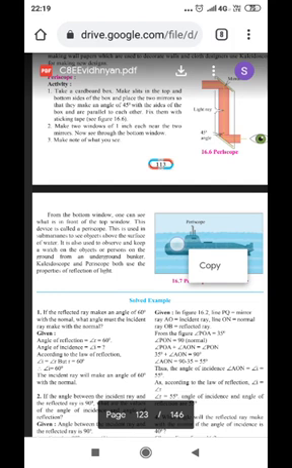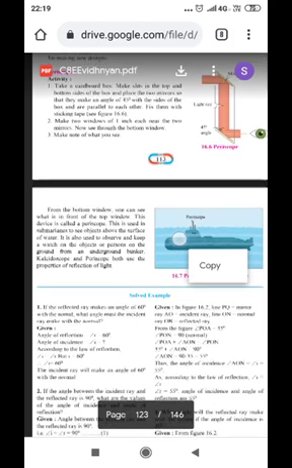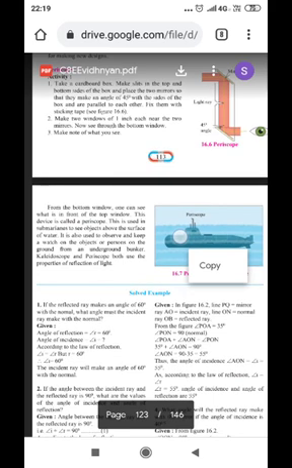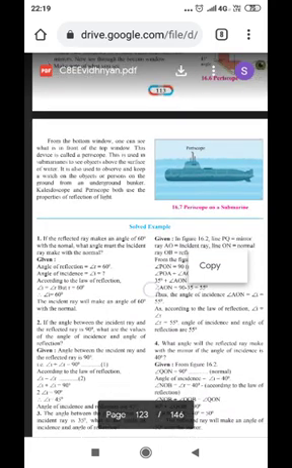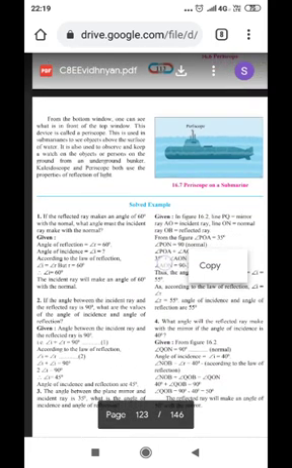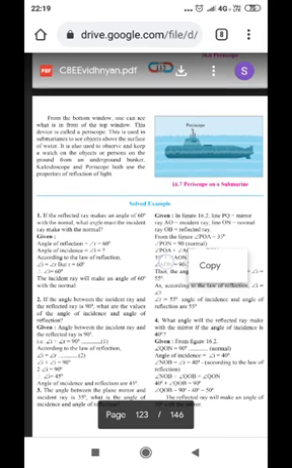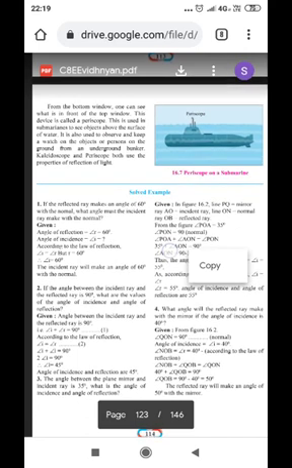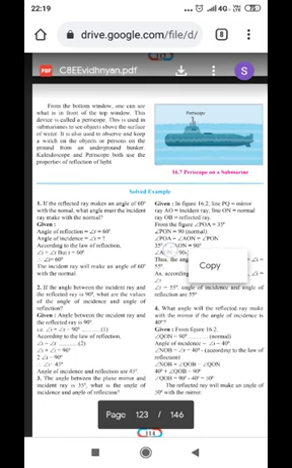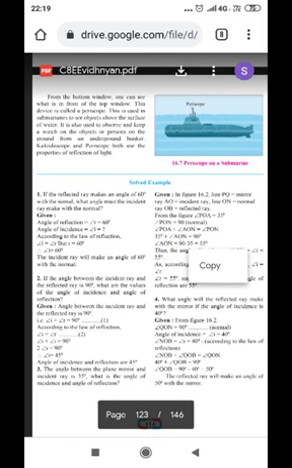Make two windows of 1 inch near the two mirrors. Now see through the bottom window. Make a note of what you see. From the bottom window, one can see what is in front of the top window. This device is called a periscope. This is used in submarines to see the objects above the surface of the water.